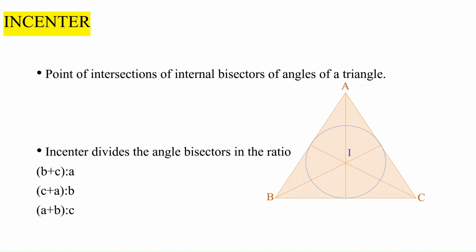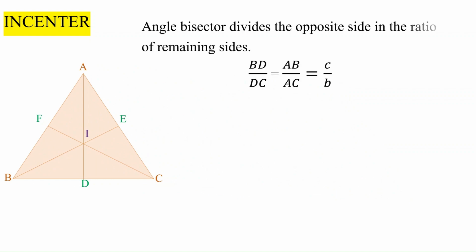When we have these lengths, the incenter will divide the bisector in the ratio shown here, like b plus c is to a for angular bisector from A, and from B for that particular angular bisector will be divided in the ratio of c plus a is to b, and for the angular bisector drawn from vertex C it will be divided in the ratio of a plus b is to c. Like this, from different vertices will divide the opposite side as well.